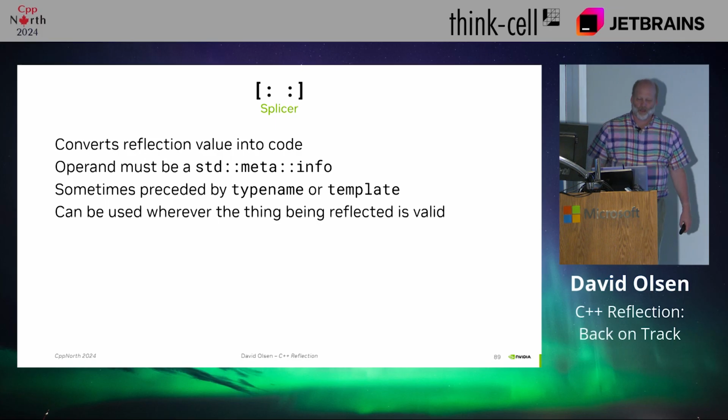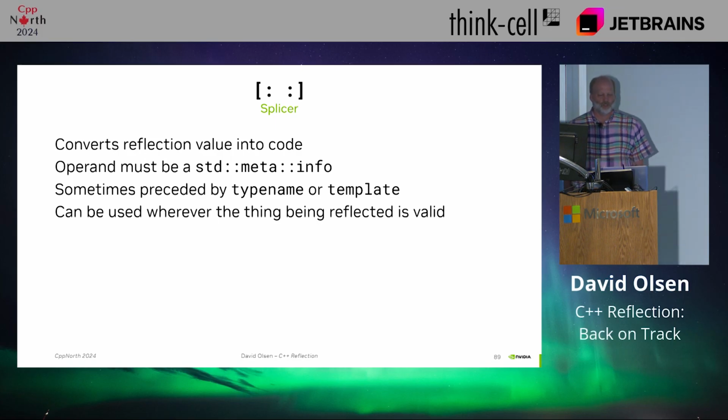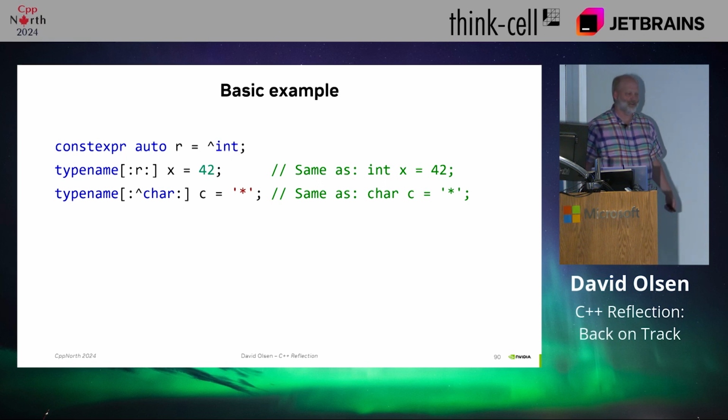So, to go from the reflection world to the code world, use a splicer, which is a pair of brackets made up of square brackets and colons. The operand inside the brackets must be a compile time expression that is, or that can be implicitly converted to, std meta info. Splicers are hard to describe and are best understood with examples.